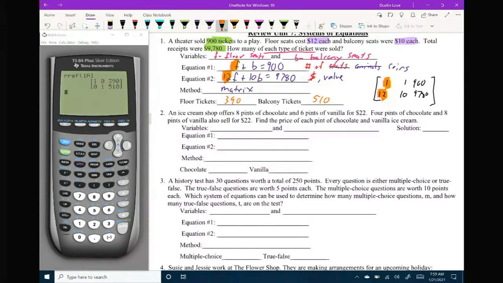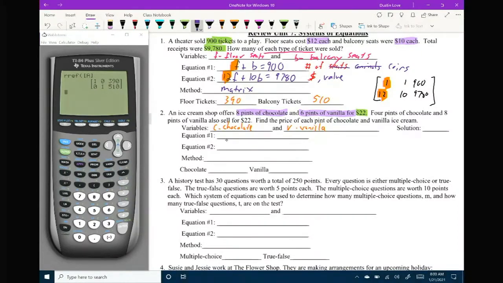It gives me C for chocolate ice cream and V for vanilla ice cream. Okay. An ice cream shop offers 8 pints of chocolate and 6 pints of vanilla for $22. Well, when I've got 8 pints of chocolate and 6 pints of vanilla, that's going to be rates on both of those, and then a total of $22. So I make that equation.